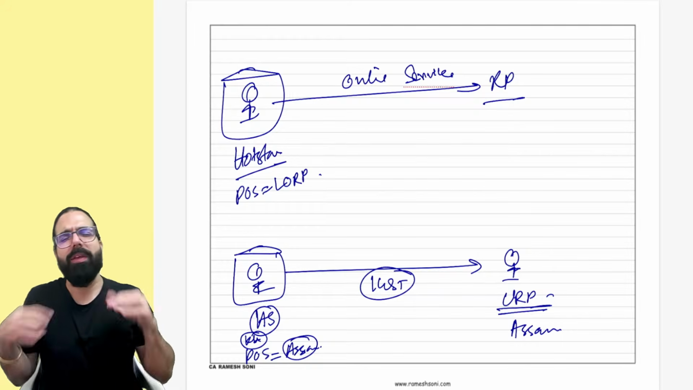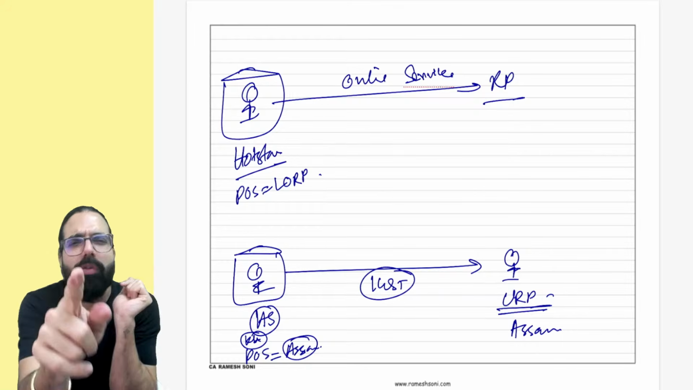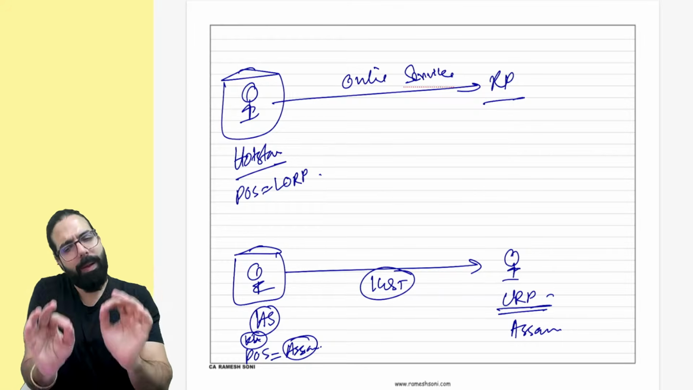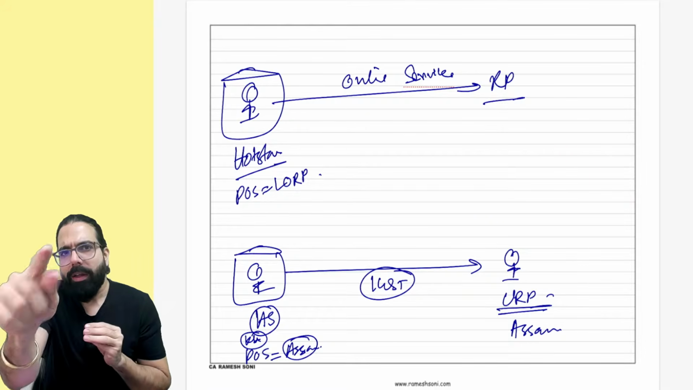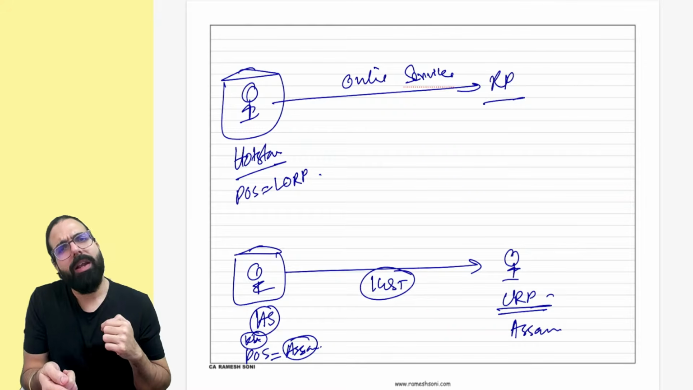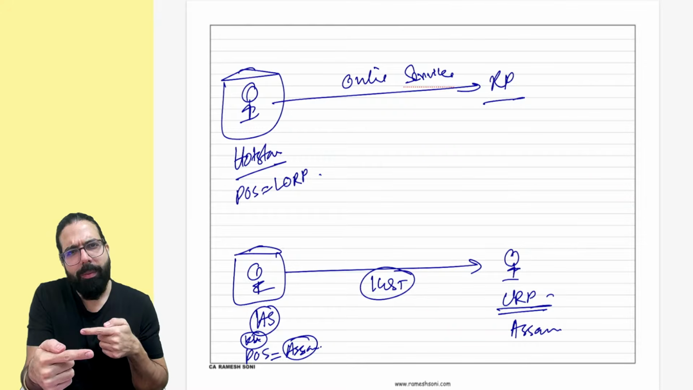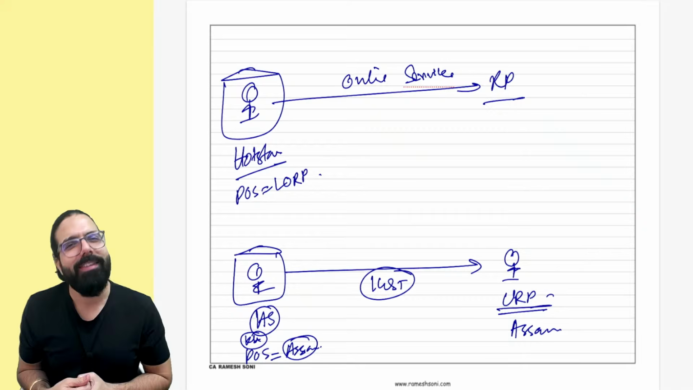Sir, very simple. If I give any online services to you, I should mention your state's name in my bill. 100% I should mention your state's name in my bill. And when I mention the name of your state, I am from Karnataka, you are from Assam, I will go ahead and charge you IGST. That's all.